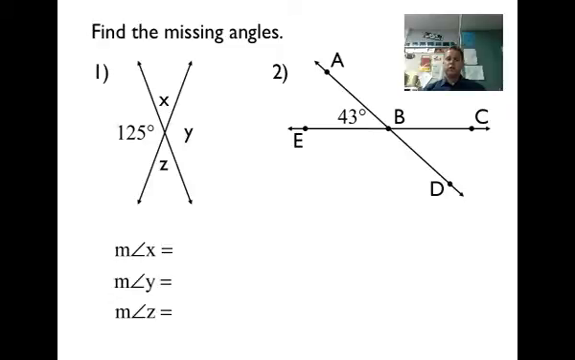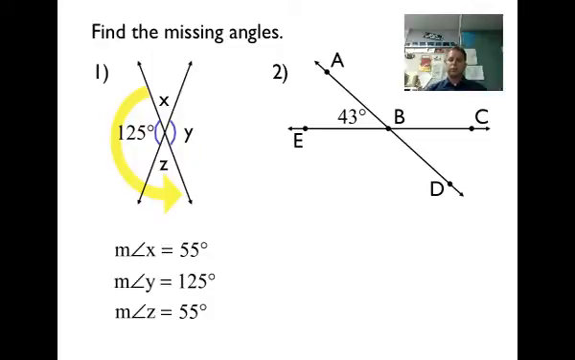Okay, so we start with the measure of angle X. That is a supplemental. So 180 minus 125 gives us 55 degrees. Measure of angle Y, it's the vertical or opposite of 125, therefore it is also 125. And then the measure of angle Z is also supplementary to, or adjacent to 125. So 180 minus 125 is still 55.